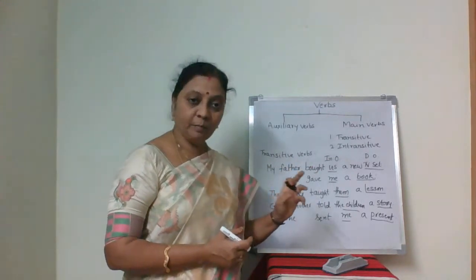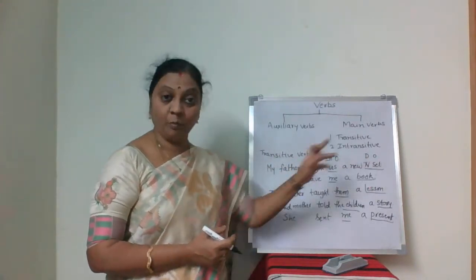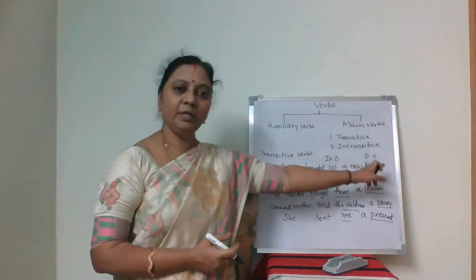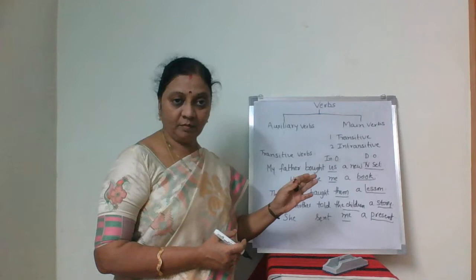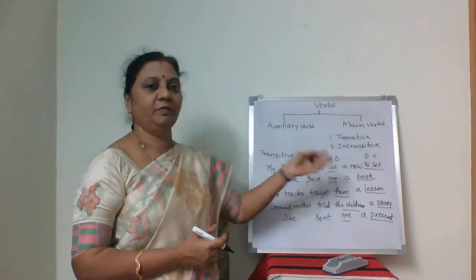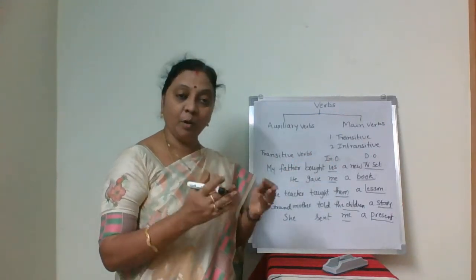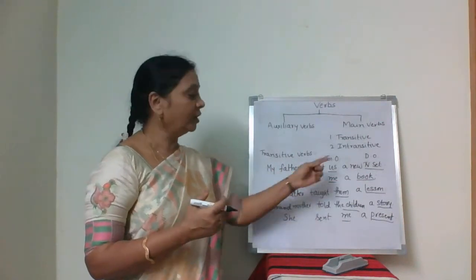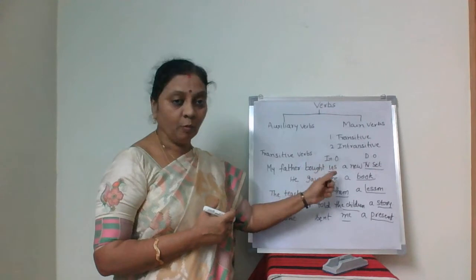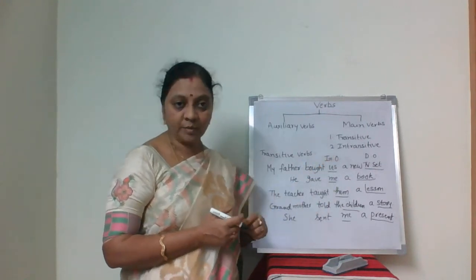What did my father buy? A new TV set. What did he buy? A new TV set. For whom did he buy that? For us. He bought a new TV set for us. Isn't it? For whom? For us. Then "for whom" we is the indirect object.